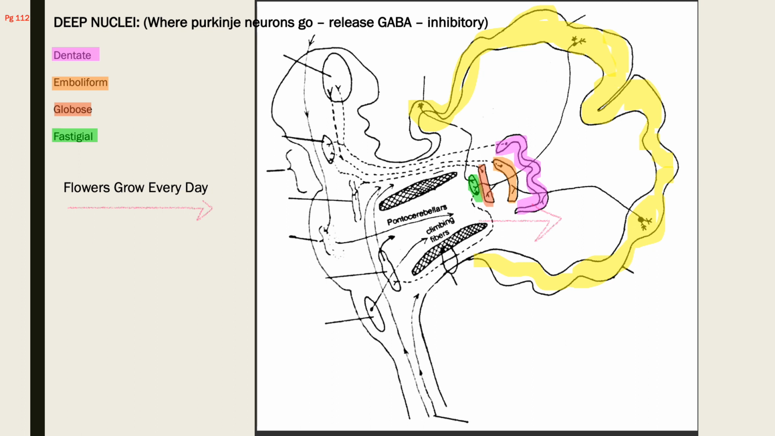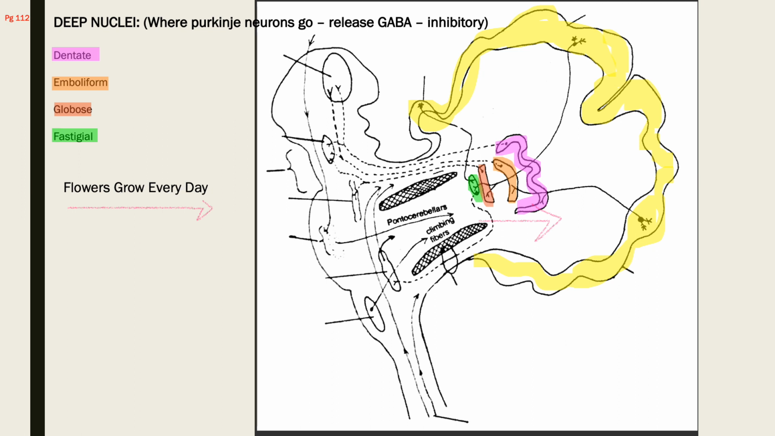Next we have emboliform, and then globose, and I put those the two similar colors because collectively they're referred to as the interposed nuclei. So make sure that you know interposed is emboliform and globose. And then last, the most medial, and it says that in your book as well, is fastigial. It's the most primitive and most medial. So make sure you know that, but it's easy just by knowing the diagram to realize that it's most medial.